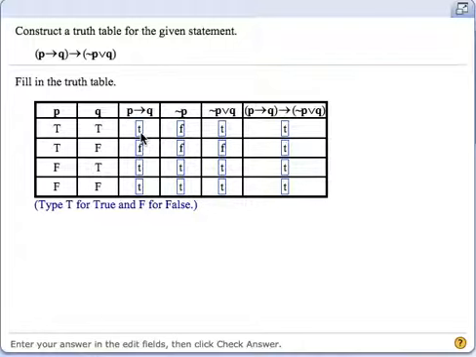Now, the other one, if it's true, I have to have a true to make it true. So true and true, true it is. True and true, true it is. True and true, true it is. Awesome. So this should be my answer for that one.